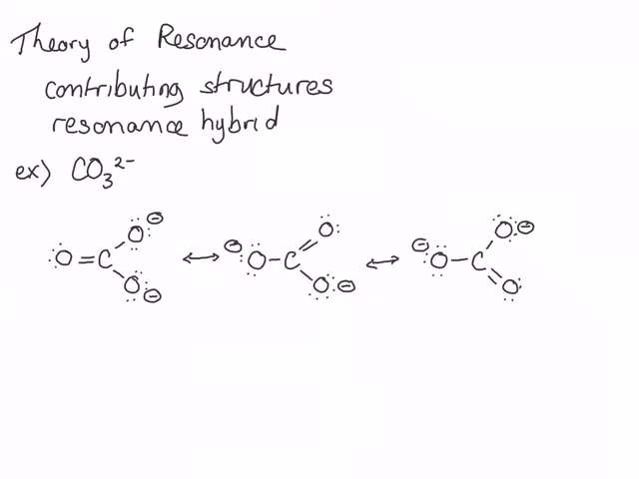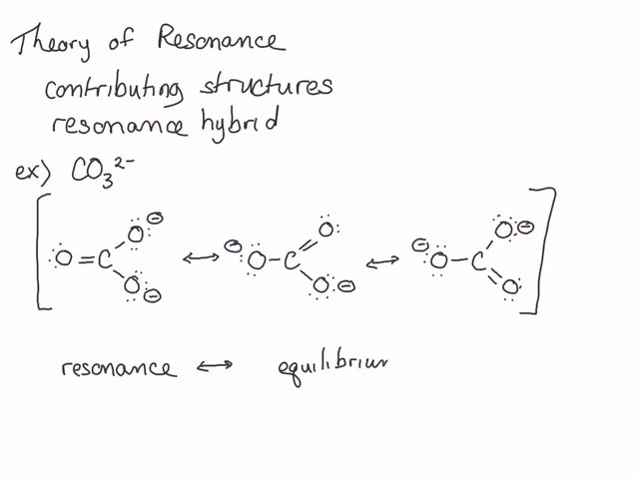Now, to indicate that these are all contributing structures to the same resonance hybrid, we connect them with these double-headed arrows that I've drawn. We also enclose the contributing structures in brackets. So this is the complete structure of the carbonate ion. I just want to bring your attention to the fact that resonance arrows are different than equilibrium arrows. They look different and they mean very different things. So it's important to remember to use the correct one when you're talking about resonance, which is this double-headed arrow.